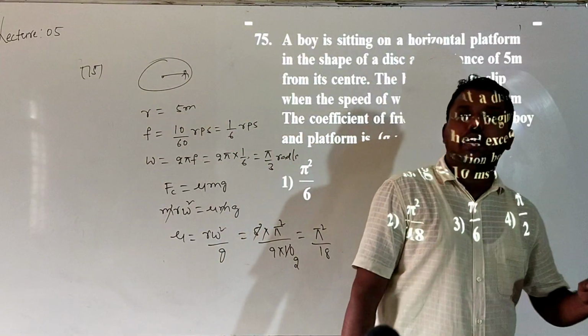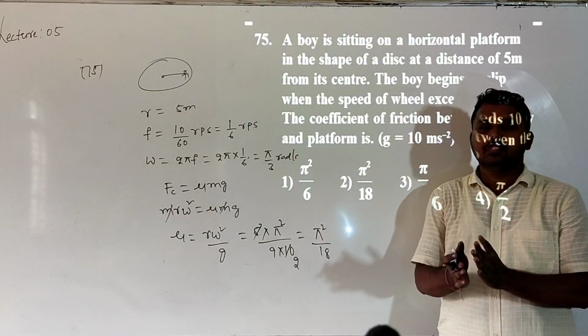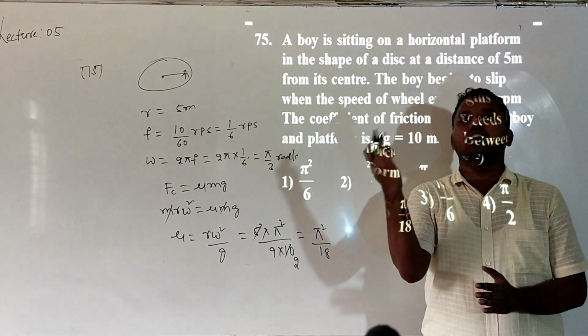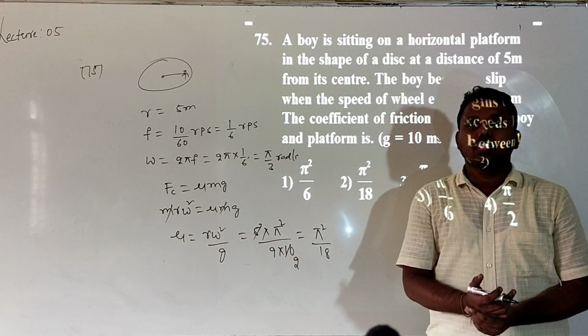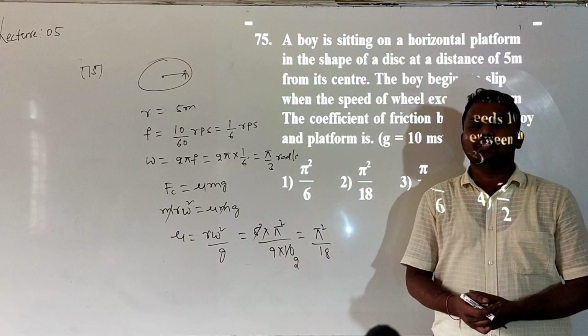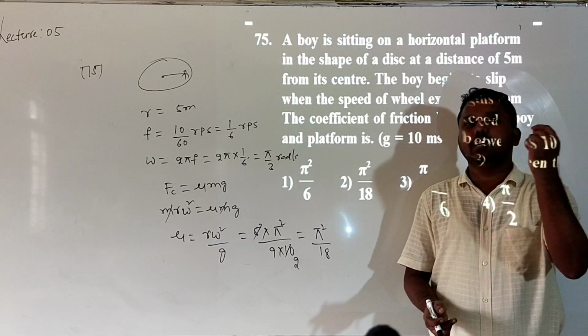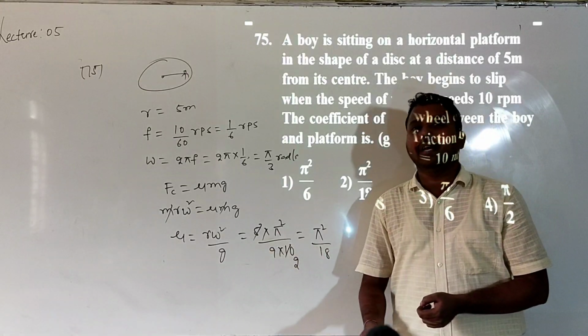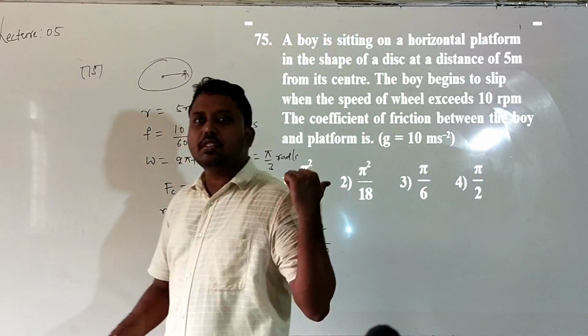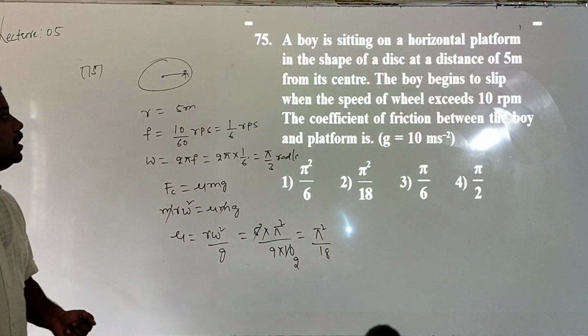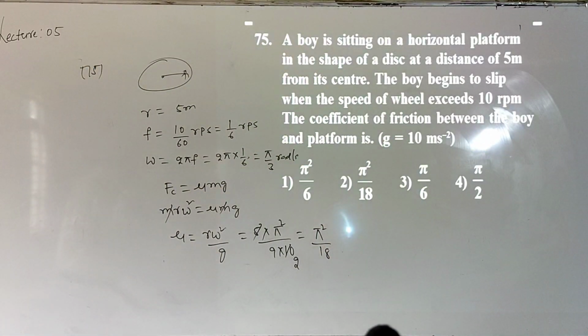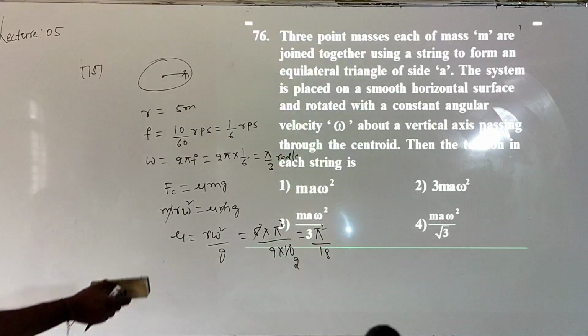The friction will provide the necessary centripetal force for the ball to rotate along with the disk. So what is the maximum coefficient of friction for the ball to rotate without slipping? That value is given by pi square divided by 18. This is question number 75. Next one, question number 76.